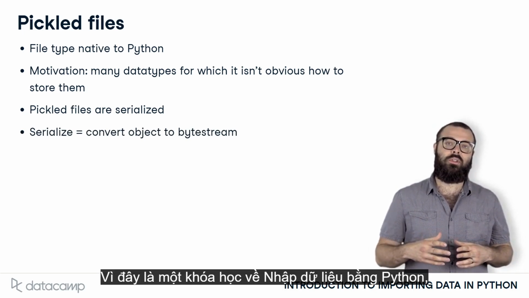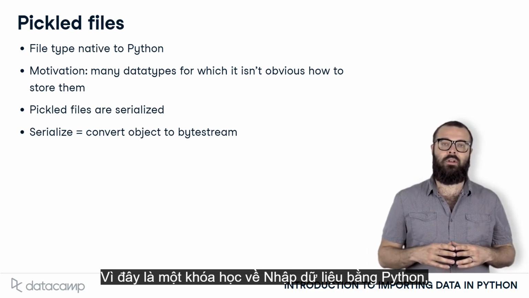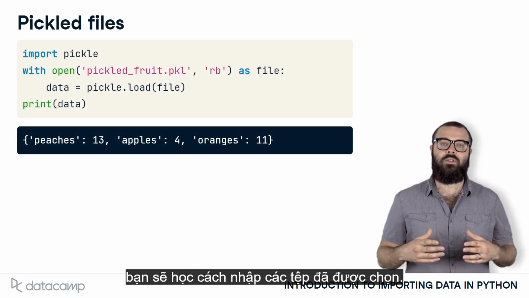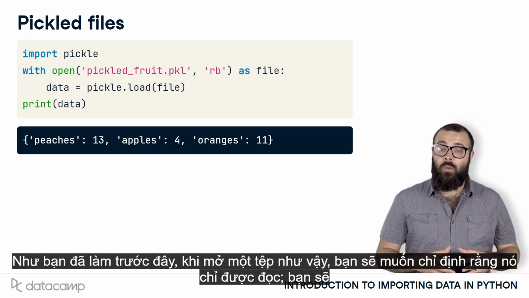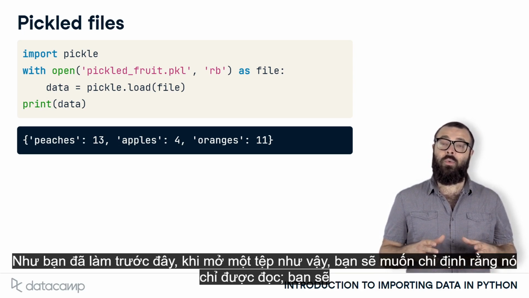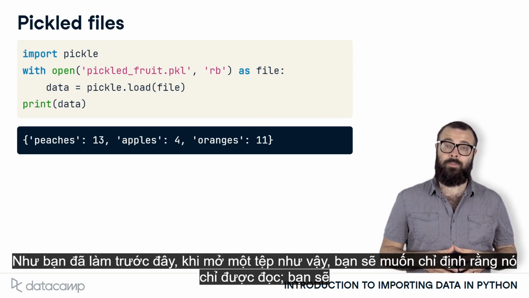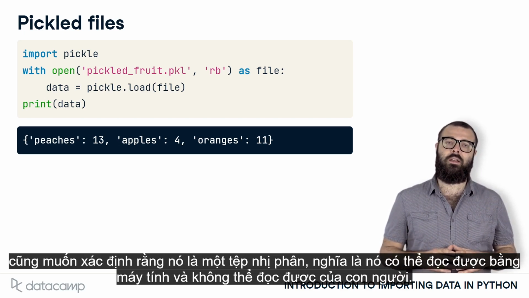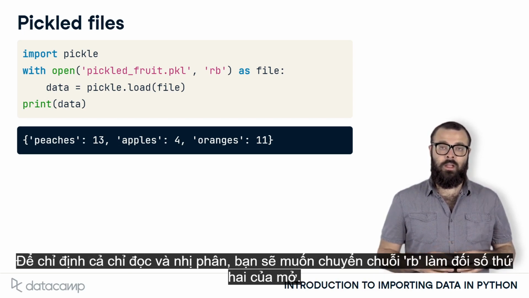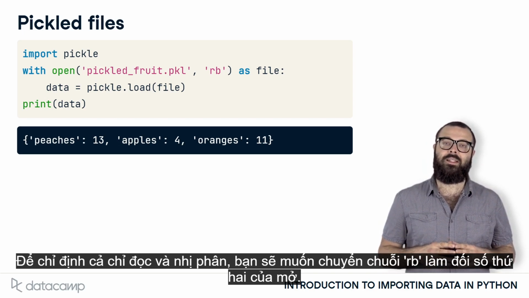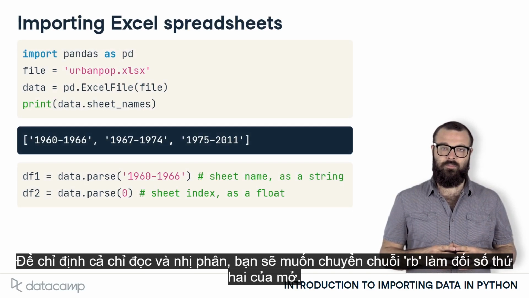As this is a course in importing data in Python, you'll learn how to import files that have already been pickled. As you've done before, when opening such a file, you'll want to specify that it's read-only. You'll also want to specify that it's a binary file, meaning that it's computer readable and not human readable. To specify both read-only and binary, you'll want to pass the string rb as the second argument of open.